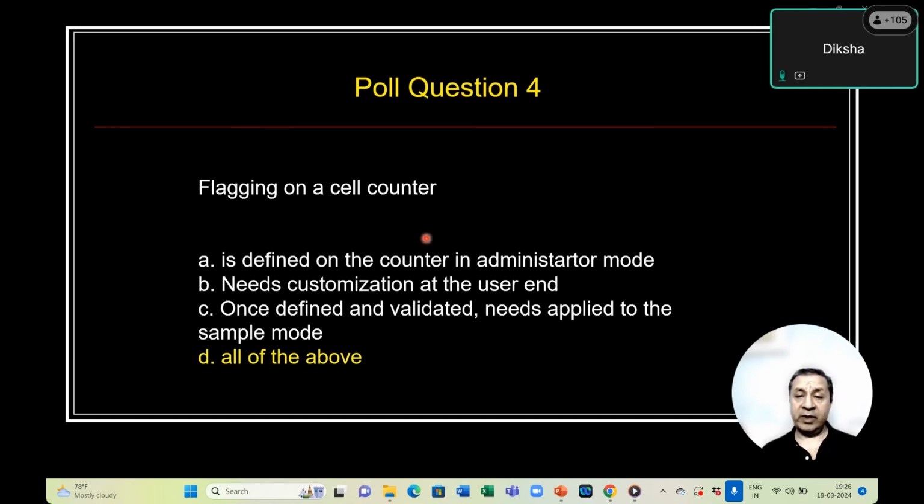You do definitely need to do it in what is called an administrator mode, or with the engineer who will come and help you set it up. Once you have done it, you would want to customize it to your needs and the kind of samples that you get from your clients. And more importantly, once you have defined or customized it, you need to validate it appropriately to ensure that there are not too many false positives or false negatives, and to ensure that it's applied on the sample mode as well. Thus, having it applied on the sample mode after the administrator mode is equally important.